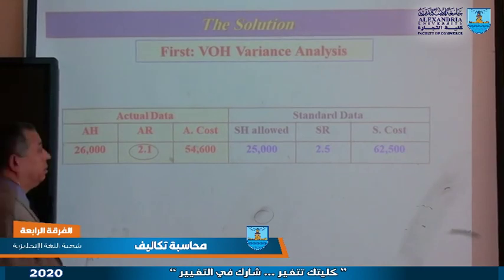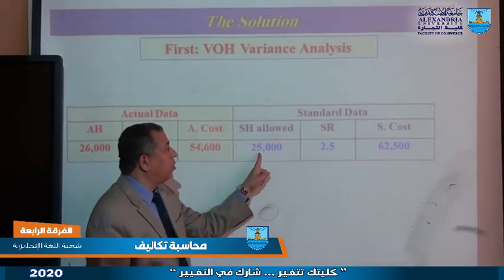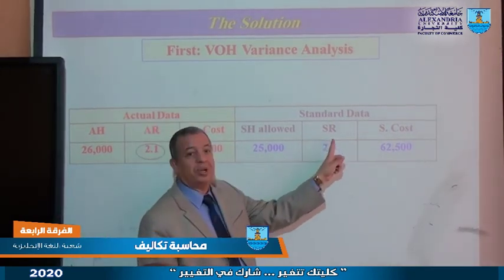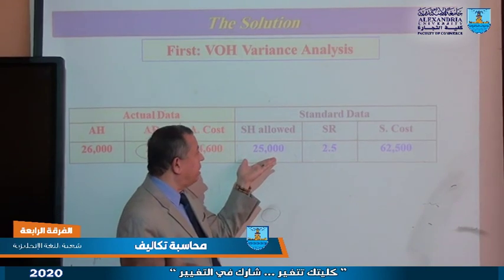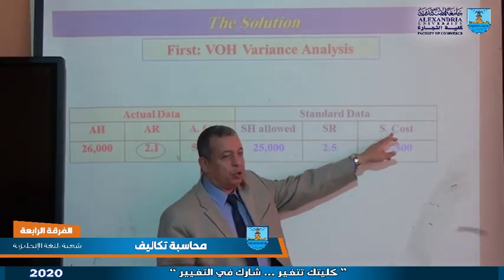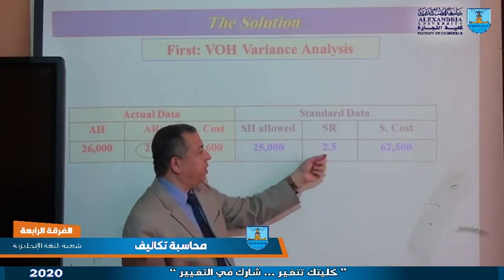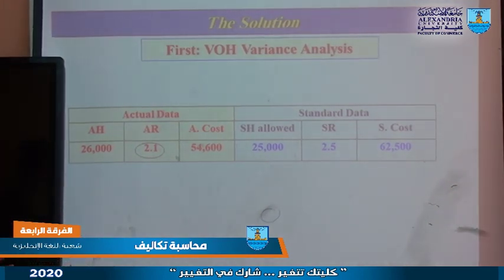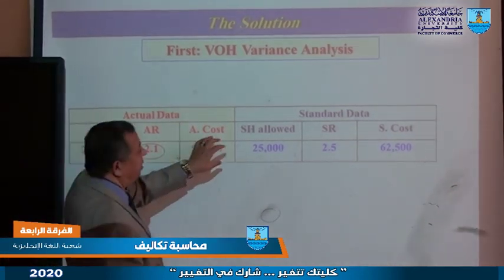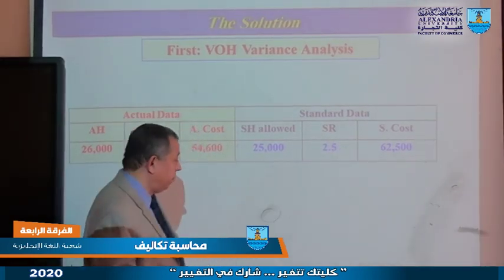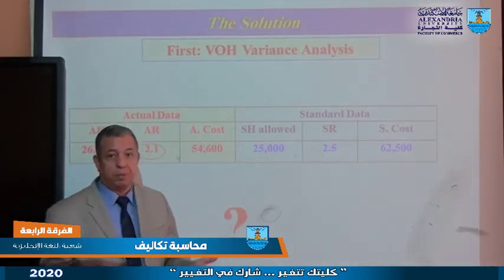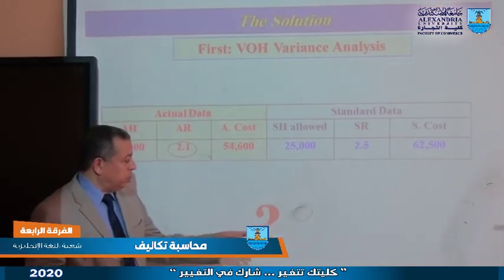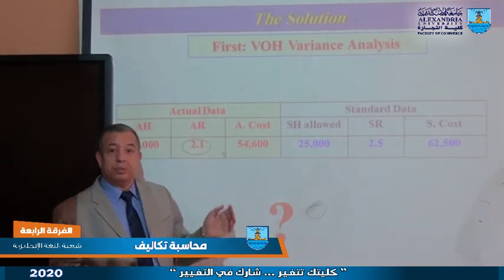Again, you have a problem in calculating standard hours allowed. You have another problem in calculating standard rate. If I have standard hours and standard rate, I can get standard cost, it is very simple. 25 times 2.5 will equal this amount. If I have correct amounts, actual and standard, I can prepare the performance report, and I can also prepare equations. There is no problem.